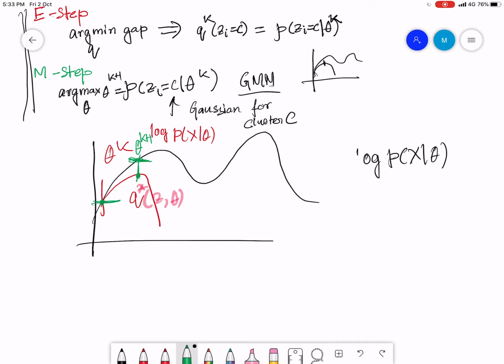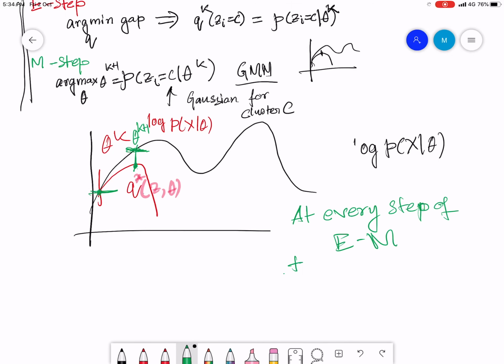So at every step of E followed by M, the log likelihood value increases monotonically.